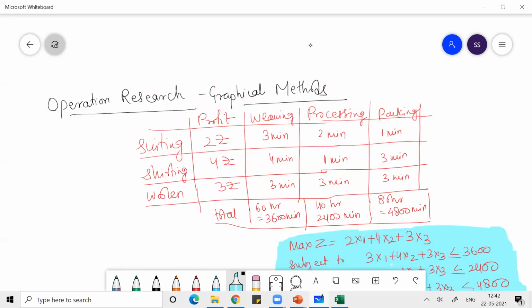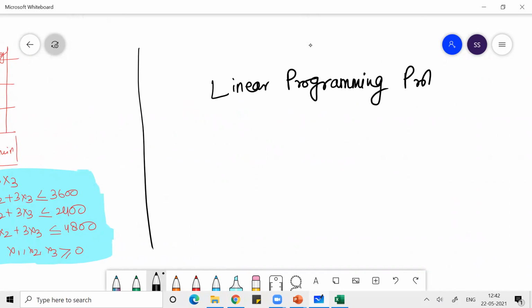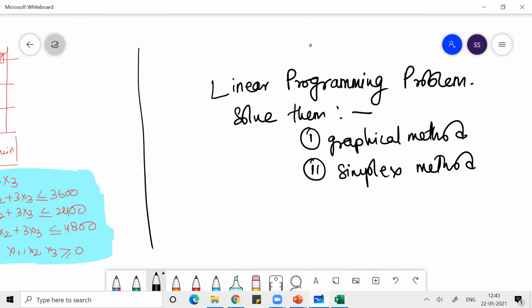Whenever we have a linear programming problem and want to solve it, we can follow different methods. More or less, we follow the graphical method to solve a linear programming problem. You can either follow the graphical method or the simplex method to solve them.